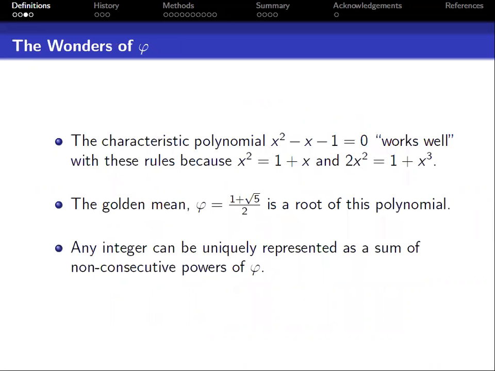So, we all love the golden ratio, and the characteristic polynomial x squared minus x minus 1 for the golden ratio works extremely well with these moves. And the reason is that, of course, x squared is equal to 1 plus x, and you should think of the exponents as representing the indices in this game. And then 2x squared is equal to 1 plus x cubed as well, just via some simple algebra. And of course, the golden ratio is a root of this polynomial, as we all know.